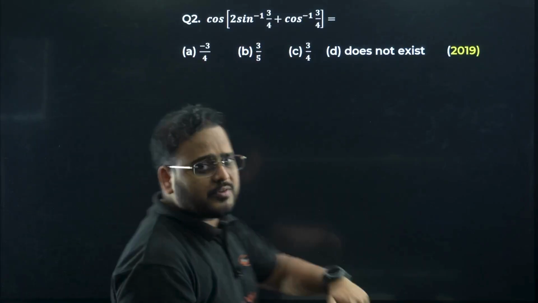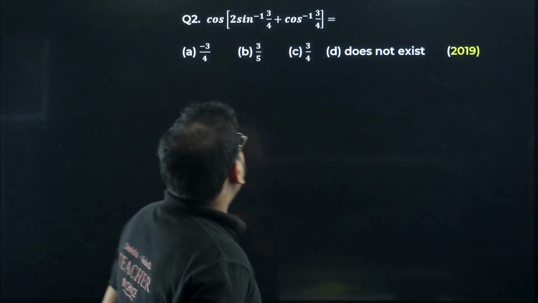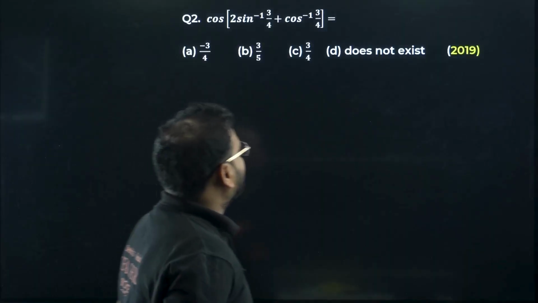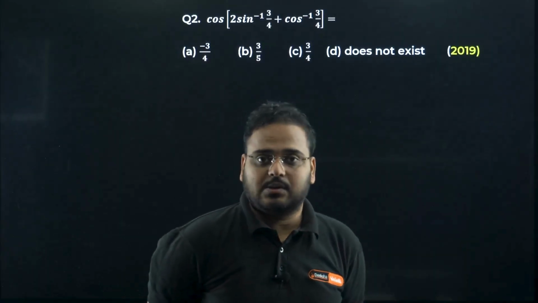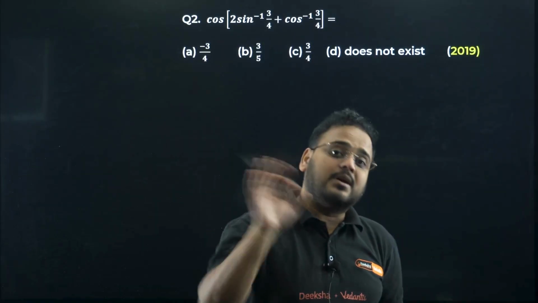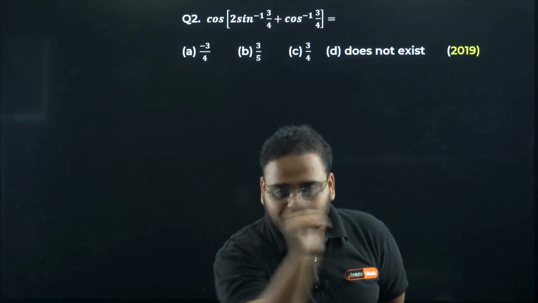Question number 2. One was very simple. What we get is cos of 2 sine inverse 3 by 4 plus cos inverse of 3 by 4. We're going to use the properties now, all the concepts that we have learned in the previous 2 sessions. Ready for it? Of course.